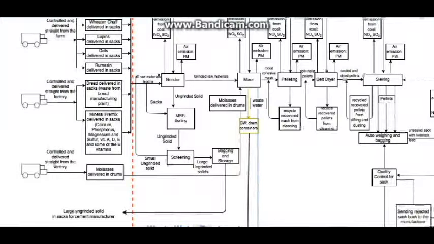MRF. The material recovery system makes use of unwanted materials during processes in order to make them usable again. Ungrinded solids from the grinder will then go to the screen, which will separate large particles to small. Large particles will be put into the sack that came from the raw materials and sent to the cement manufacturer. Small particles will then enter the recycle stream and go back to the grinder.